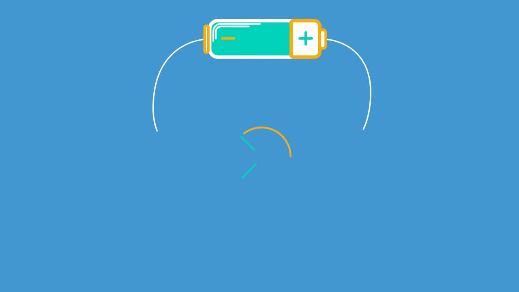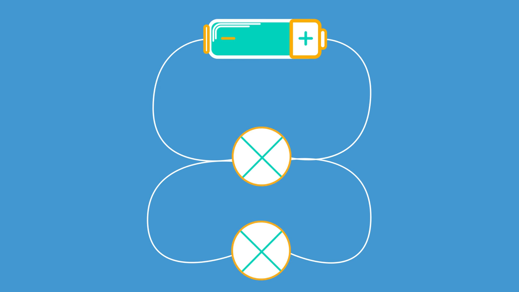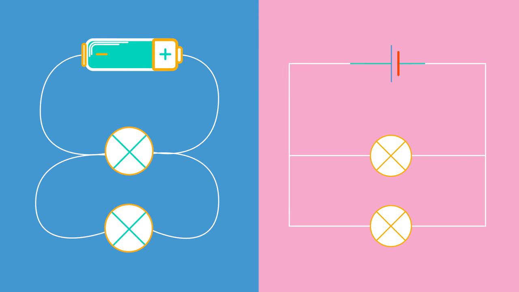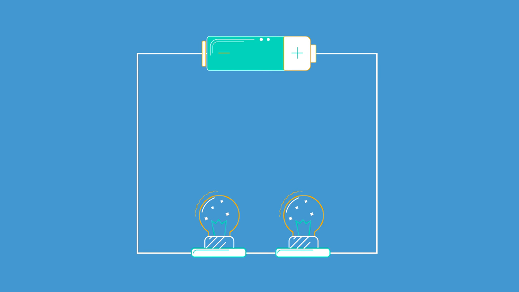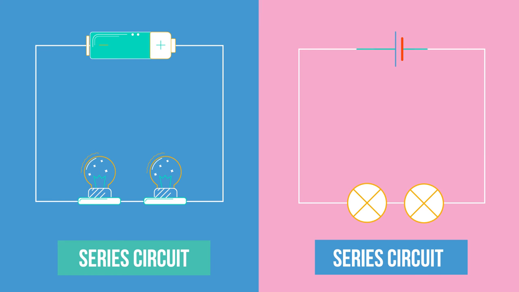Wires should be drawn as straight lines, not curved. Pause the video and have a go at drawing this circuit diagram. How did you do? Try again with this circuit. Is this a series or a parallel circuit? How did you do?